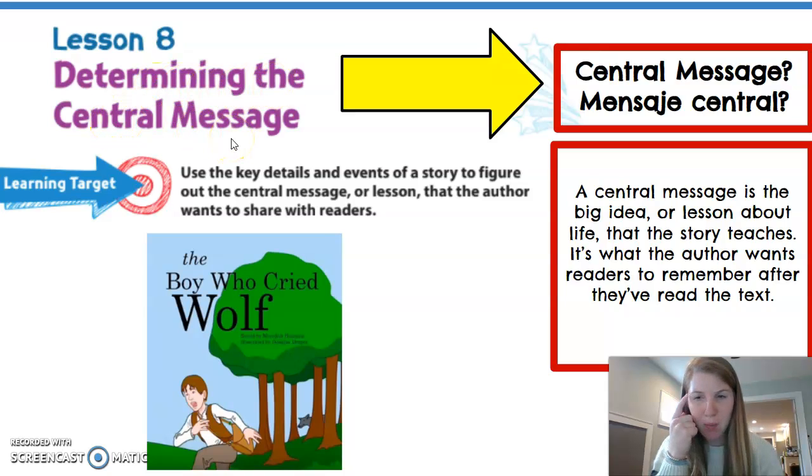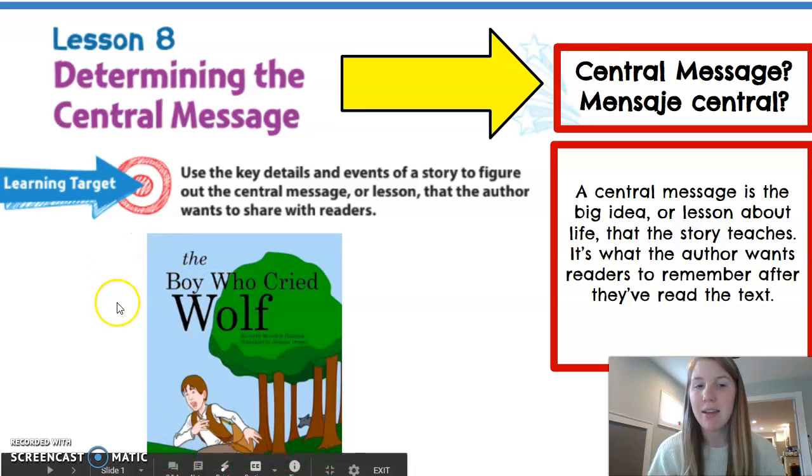So some of you might be wondering, what is the central message? We've talked about this a little bit this year already, but central message is just a fancy way to say the lesson of the story. So, follow along as I read right here. A central message is the big idea or lesson about life that the story teaches. It's what the author wants readers to remember after they've read the text.